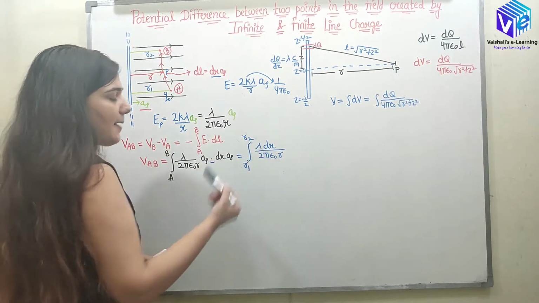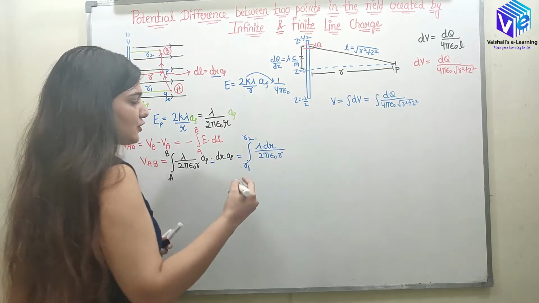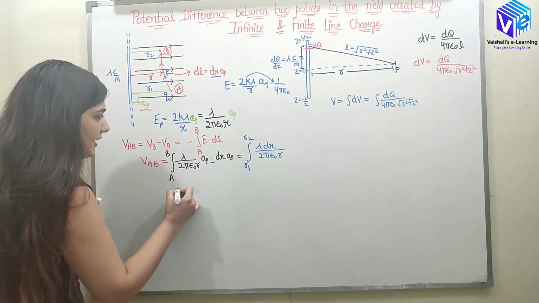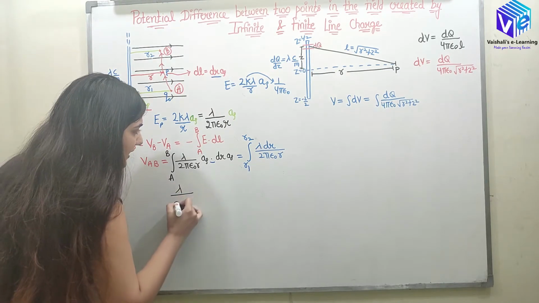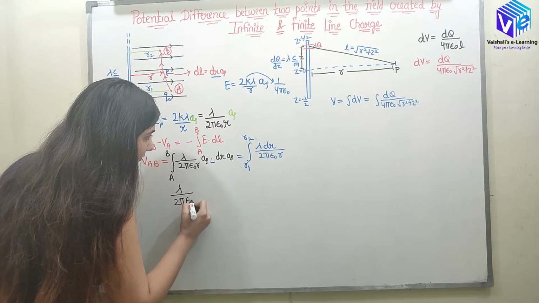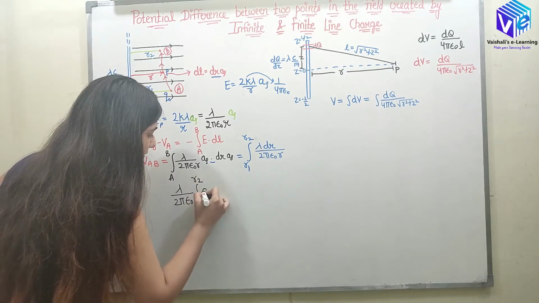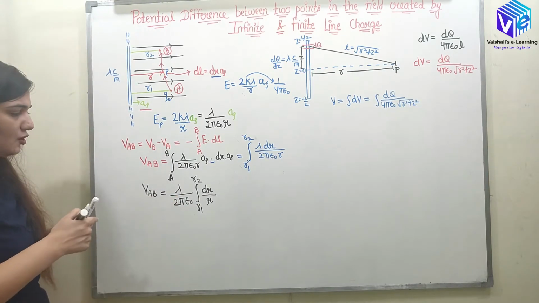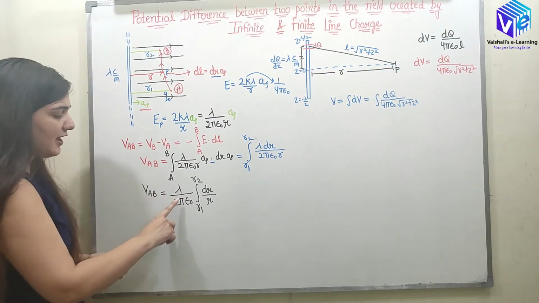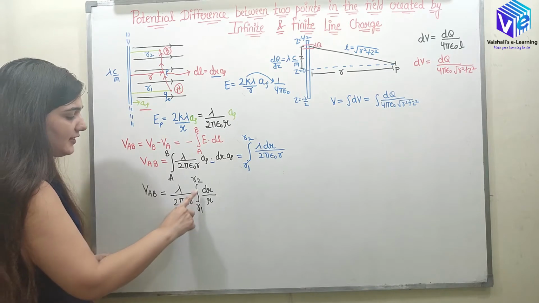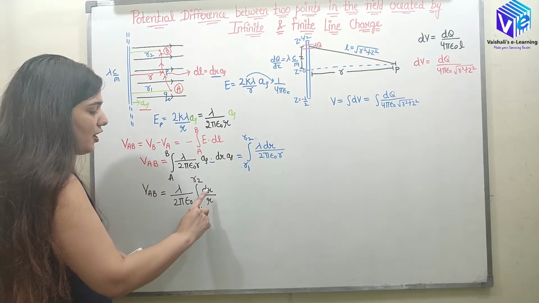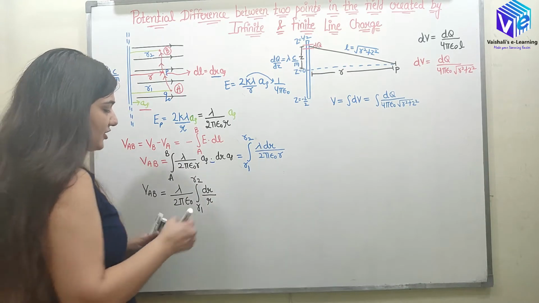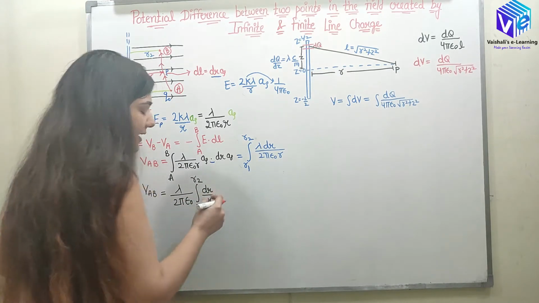Okay, so here lambda is the line charge density, it is constant. 2 pi and epsilon naught are also constant. So what we can do, we can take them outside the integration. Okay, so VAB will be equal to lambda upon 2 pi epsilon naught integration from r1 to r2 dr upon r. Now I know this integration of 1 upon r dr will be ln of r.